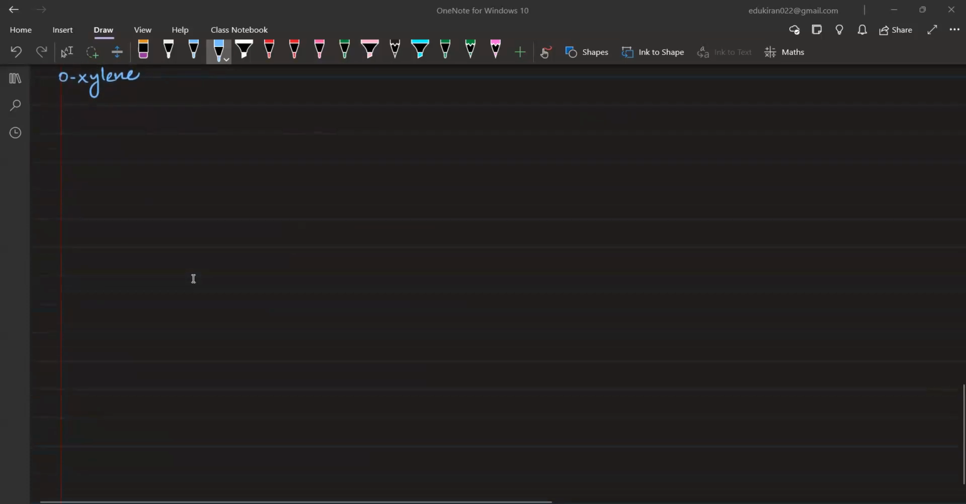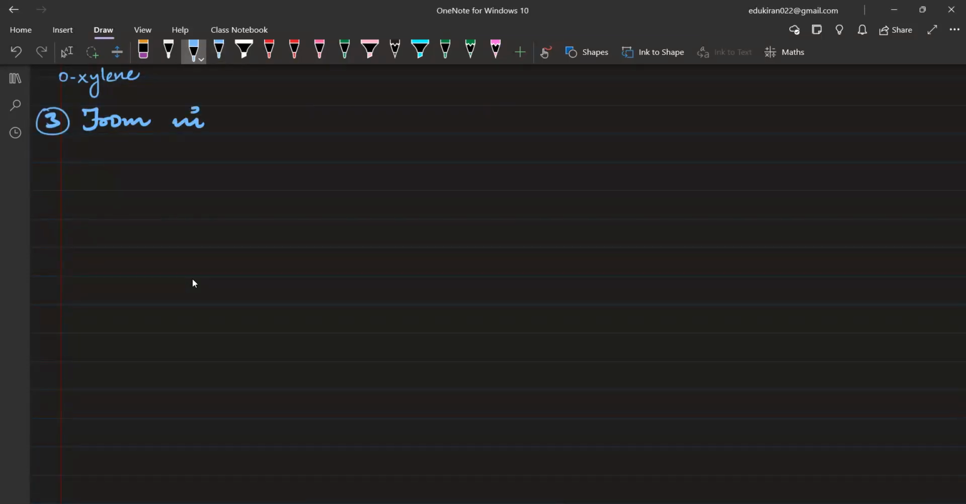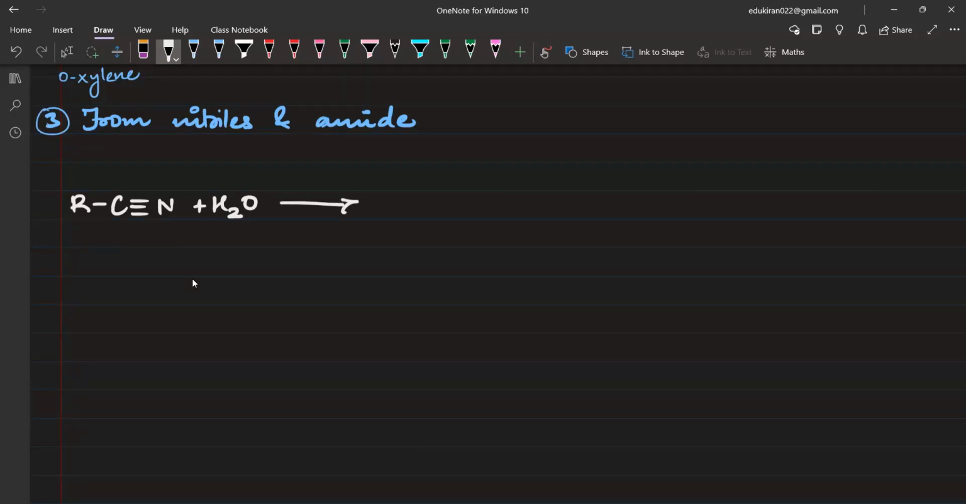Right. Next, third is from nitriles and amides. A very similar reaction is there for nitriles and amides. So when you have a nitrile, that is R with carbon triply bonded to nitrogen, when you add water to it, then what happens? One of the bonds of carbon and nitrogen gets the two hydrogen atoms.